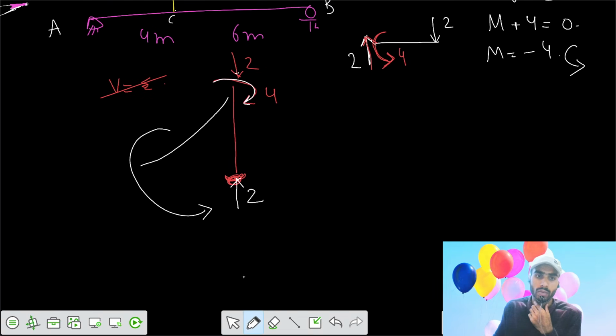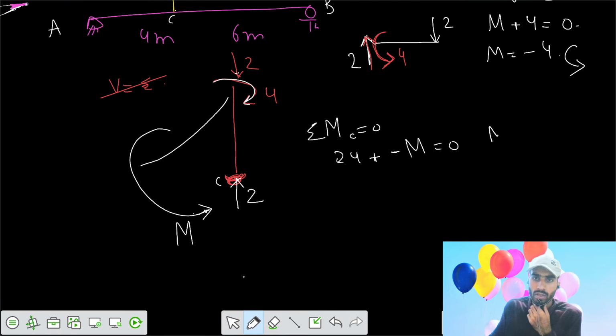If you ask what the value of the moment is, let's assume that the moment here is anti-clockwise M. Say this is your point C. We can say the summation of moments at C equals 0. We can say that clockwise 4 plus anti-clockwise M equals 0. That means the bending moment M at your C equals 4. That means the assumed direction is correct.